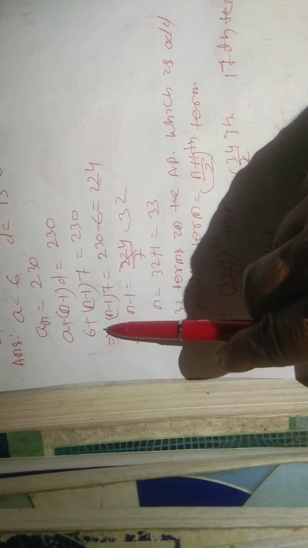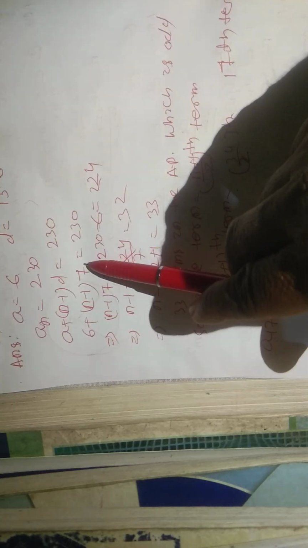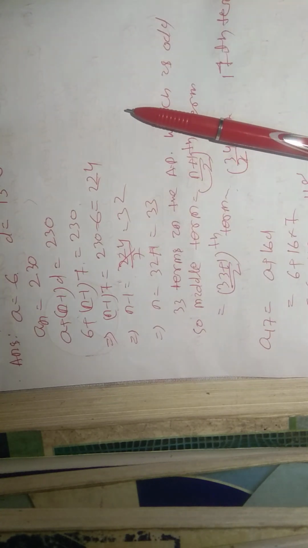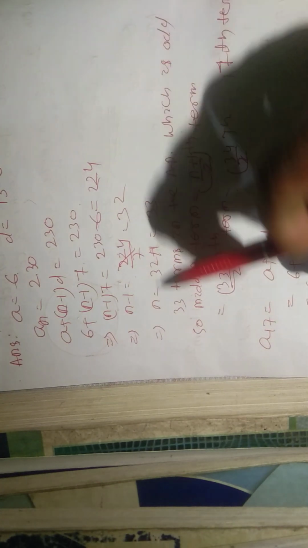So a plus n minus 1 whole into d is equal to 230. That means 6 plus n minus 1 into 7 is equal to 230. So n minus 1 into 7 is equal to 224. n minus 1 is equal to 224 by 7, that is equal to 32. Then n is equal to 32 plus 1, 33.